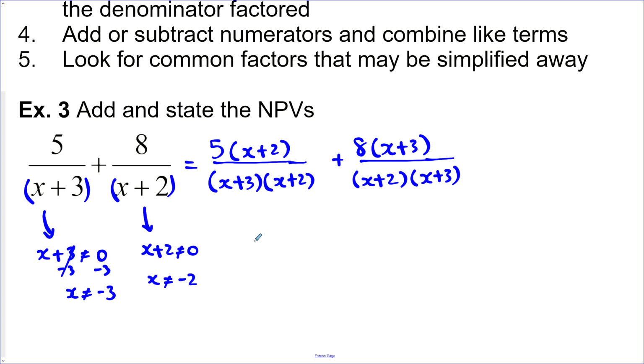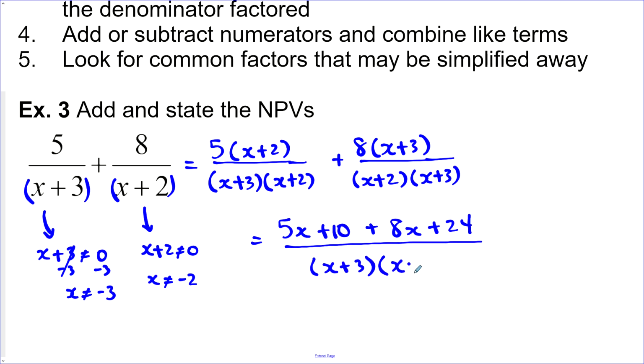Now that we have this, we can multiply in the 5 and in the 8, rewrite it all over one denominator, because now the denominators are the same. So 5x plus 10 plus 8x plus 24 all over x plus 3 and x plus 2. Don't multiply these together because we don't need to. It's just extra work. Add these up, collect up like terms, so 13x plus 34 over x plus 3 and x plus 2. And there's nothing common between the numerator and the denominator, so we're done.